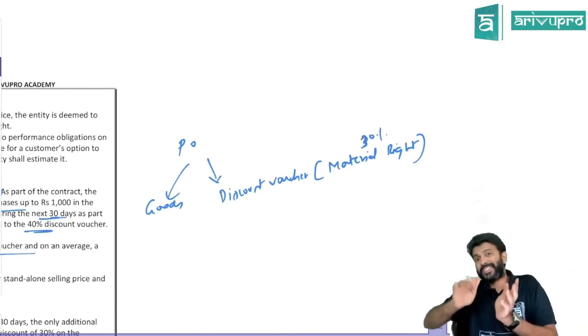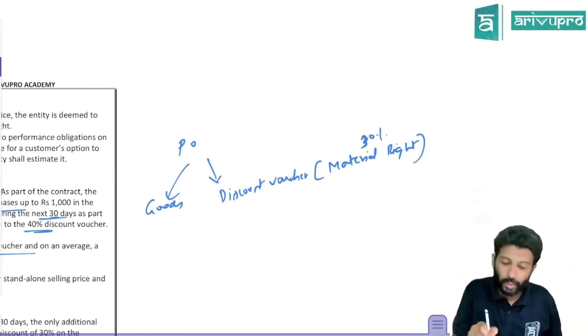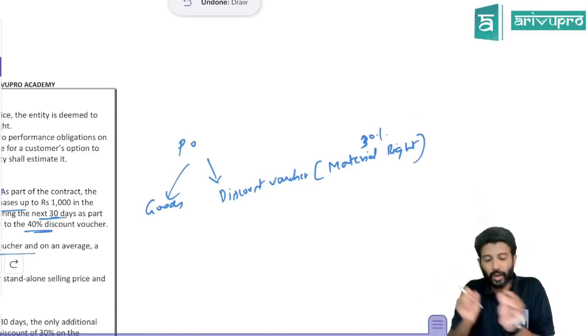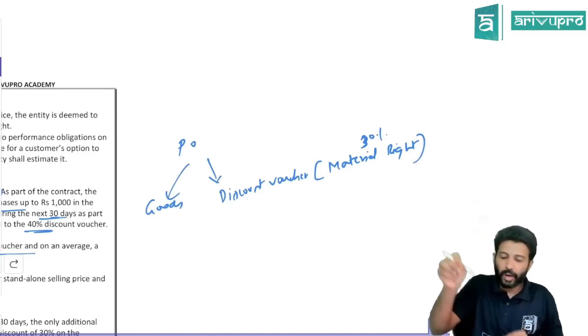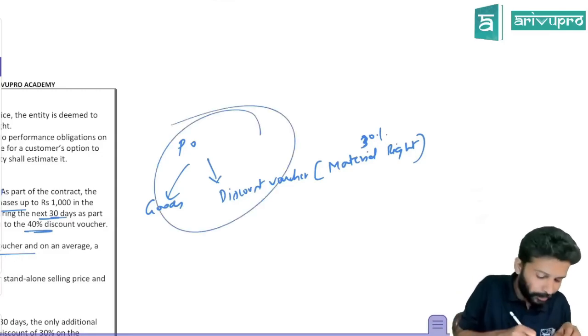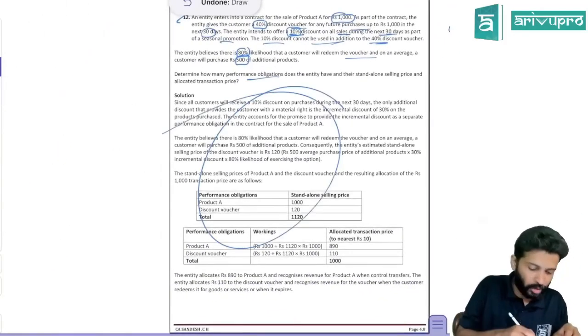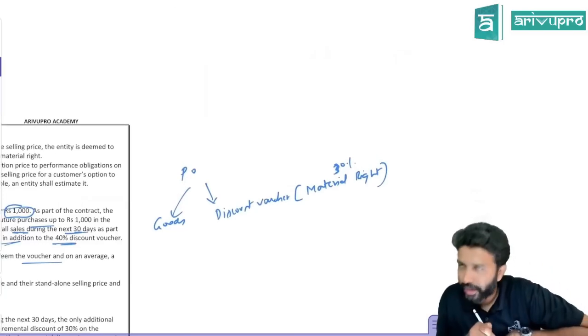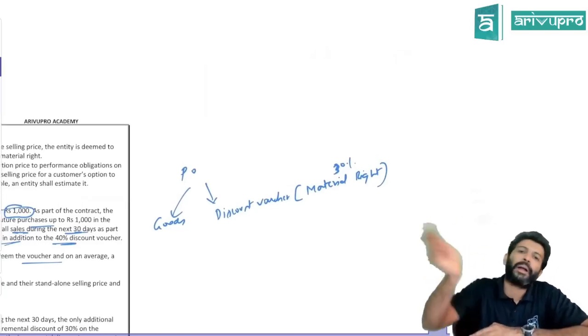So if the customer is getting some extra benefit, that extra benefit only we are calling the material right. So if the customer is getting any extra benefit, then we say the discount voucher is giving a material right. And if the discount voucher is giving a material right, then it becomes a separate performance obligation. Whatever I've said, I've just called out over here. Quickly, I'm discussing with you. So if the discount voucher gives a material right, then it becomes a separate performance obligation.